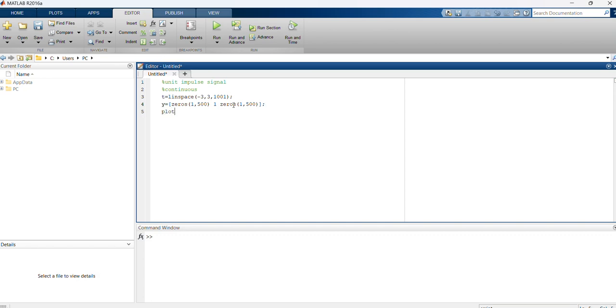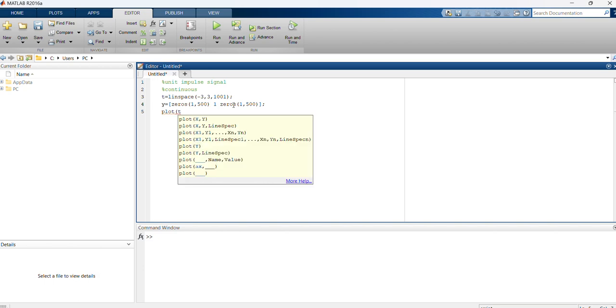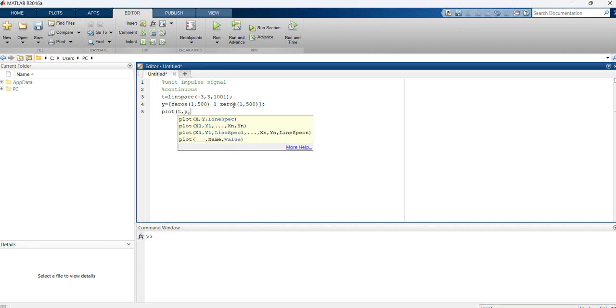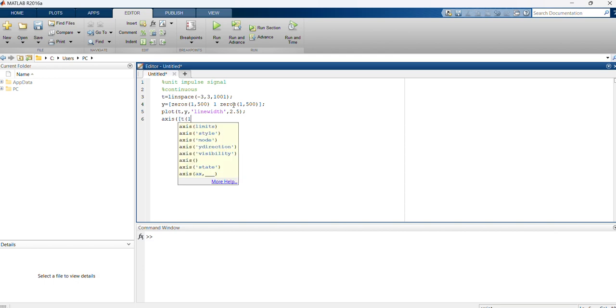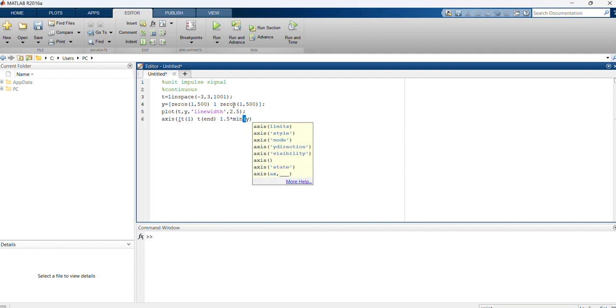So now plot the x, which I named t, and the y, which I named y. And for example, I also want the line width to be 2.5. Okay, great. And the axis, I want to begin from the first thing till the end. This is the x-axis, and the y-axis, I want it to be 1.5 times the minimum of y and 1.5 times the maximum of y.